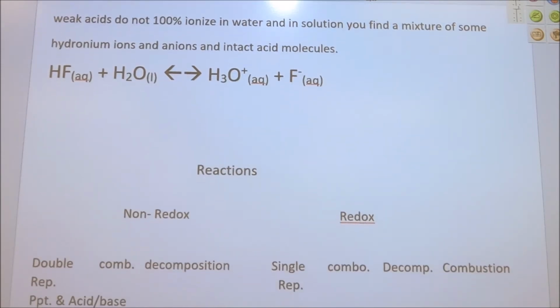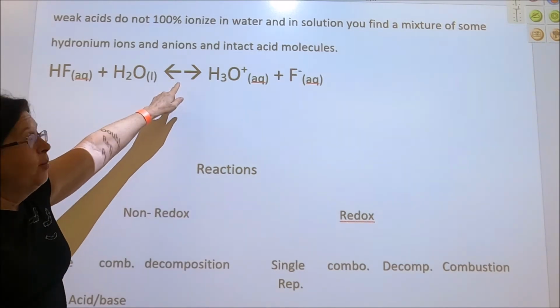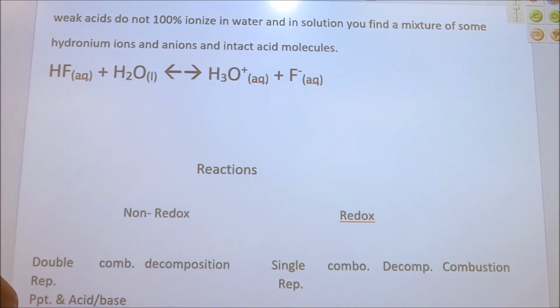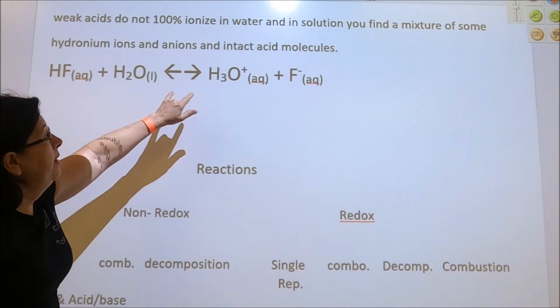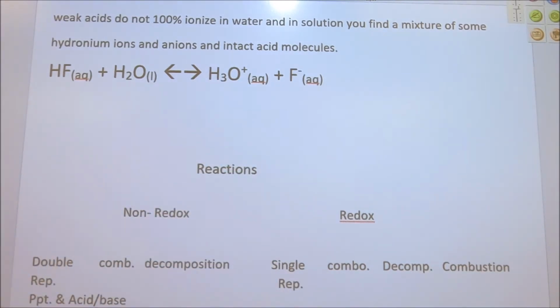Now, weak acids do not 100% ionize in water. Okay? HF is an example of a weak acid. When it reacts with water, notice the double arrow, I get hydronium ions and fluoride ions, but I'm going to have some intact HF in solution. That is still an electrolyte because there is some production of ions when HF is dissolved in water. So no matter if you're a strong acid or a weak acid, you're an electrolyte. Okay? All right.